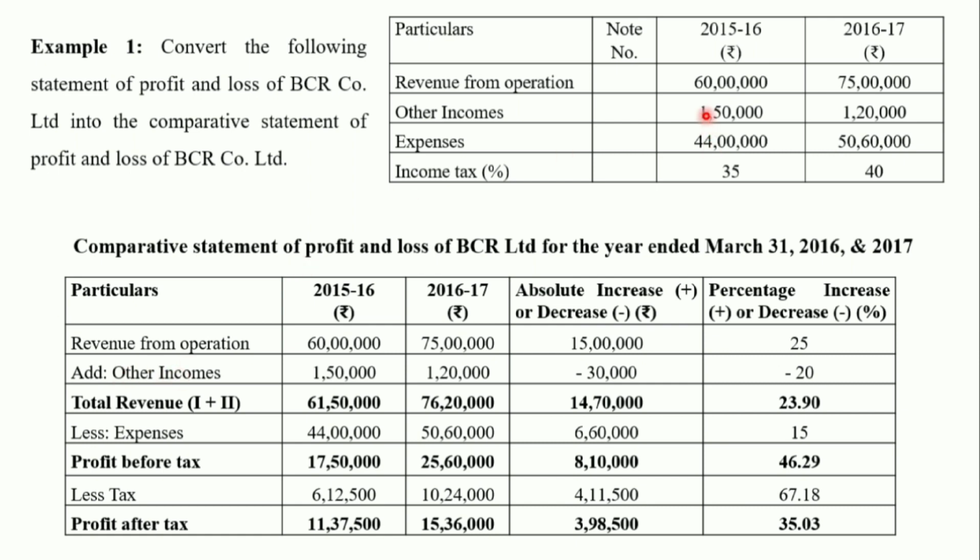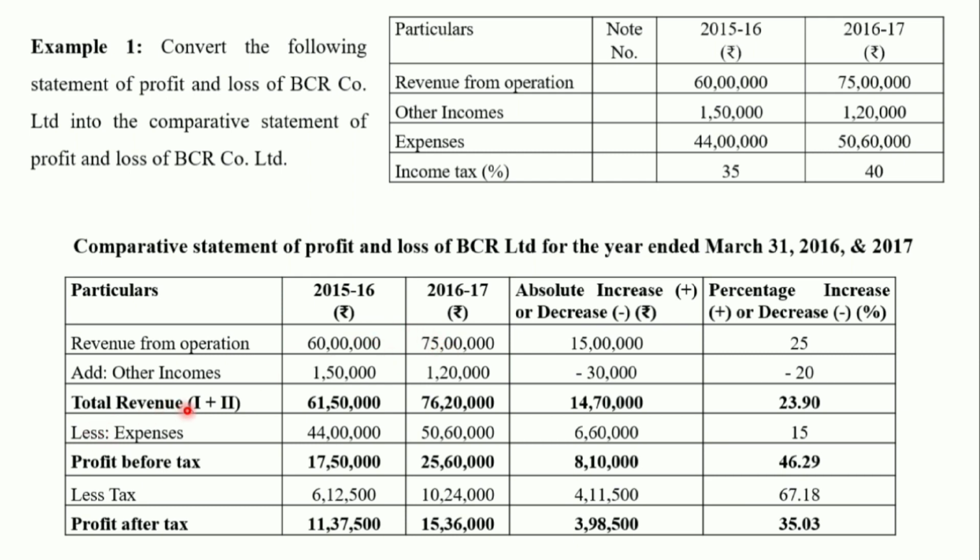Now we add the other income. We prepare this statement in the same format as the profit and loss statement, so we add other income to get the total revenue. Other income is 1,50,000 and 1,20,000. There is a decrease in other income, so the absolute difference between the two figures is minus 30,000. The percentage is minus 30,000 divided by 1,50,000 into 100, which gives minus 20%. There is a 20% decrease in other income from the previous year to the current year.